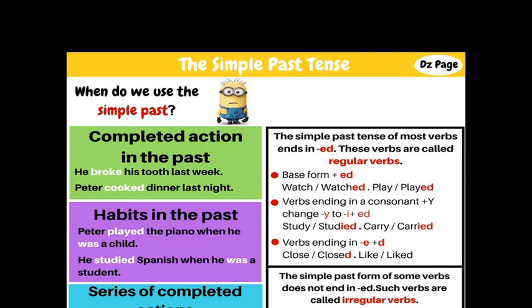Some simple past verbs do not end in ed. These verbs are called irregular verbs. For example, write, wrote. No ed. Eat, ate, not eated. We do not say like that. Read, read, not readed.